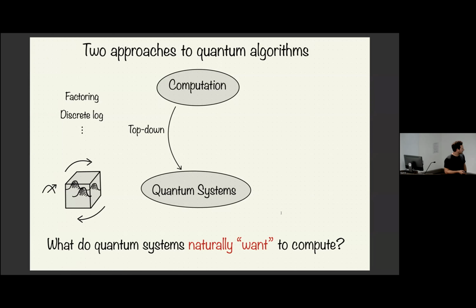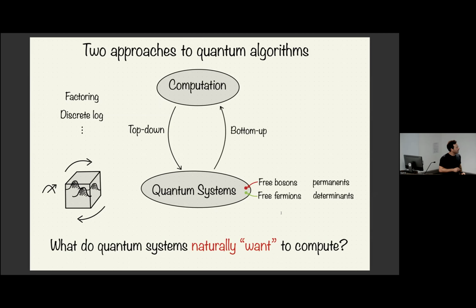So here I want to ask a different question, which is: what do quantum mechanical systems naturally want to compute, in some sense? And I guess part of the talk has to do with understanding what I mean by want to compute. But to Victor's comment, you could say, for example, that free bosons want to compute permanents and free fermions want to compute determinants. Okay? So these are very simple, non-interacting quantum mechanical systems, and this is what is encoded.